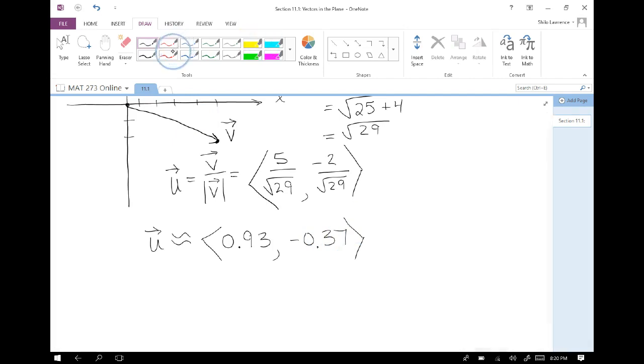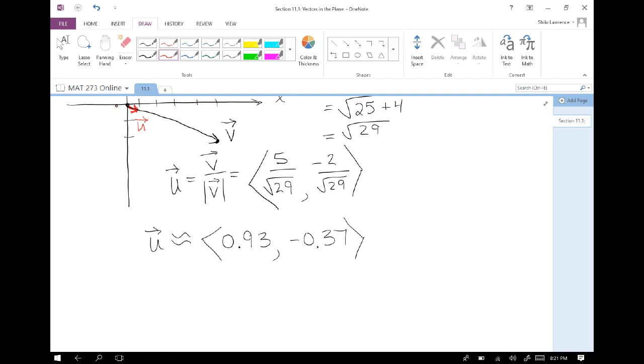If we graph that, and I'm going to graph it in a different color so we can distinguish it from v, 0.93, that's just a little bit before 1. Negative 0.37, that's down about 1/3 of a unit. And we should get a point that is on vector v. If it's shorter, it should be on the vector that we've already drawn. So vector u is the red vector. It points in the exact same direction as v, which means it's right on top of it. But what we've done is we've shrunk it down to be just 1 unit long.